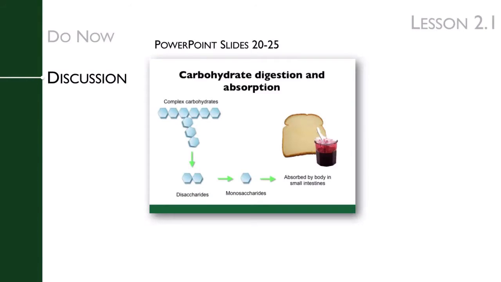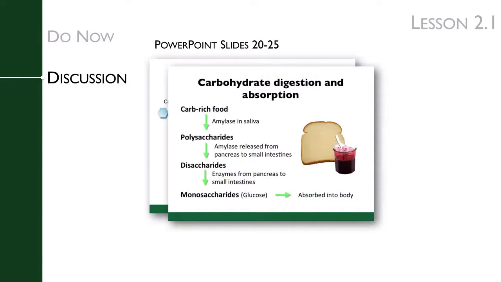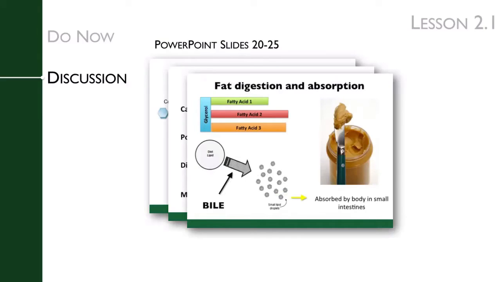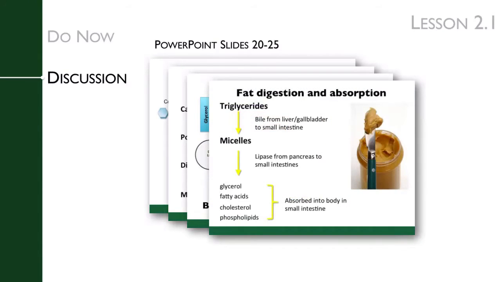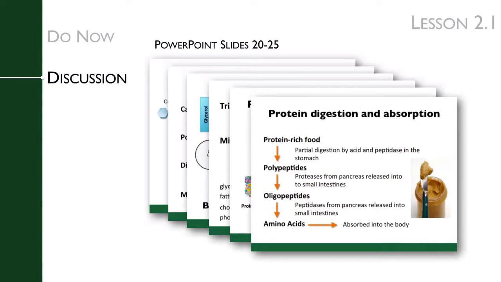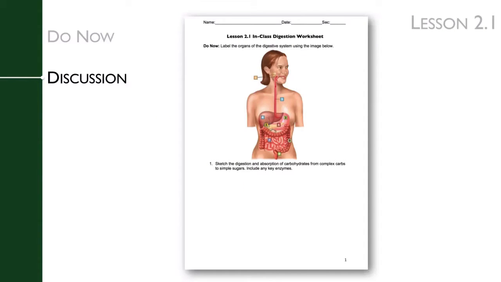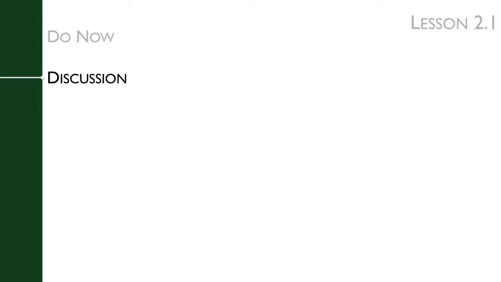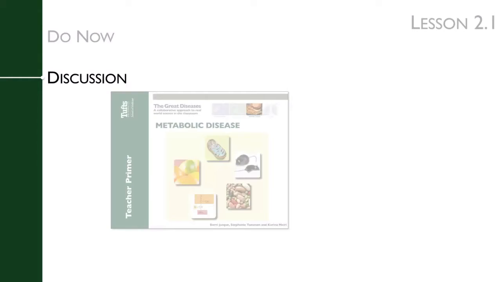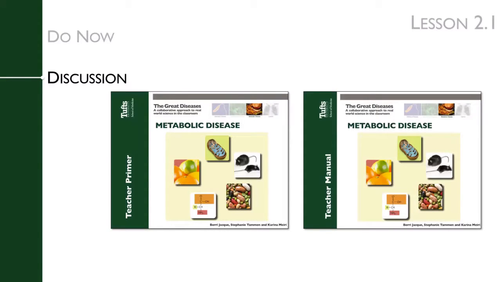Besides digestion, this lesson also covers the absorption of carbohydrates, lipids, and proteins. It is important that students understand these concepts before moving on. Students should use the worksheet to sketch the key steps in digestion and absorption of the macronutrients. You can review the scientific concepts in the teacher primer and teacher's manual. The teacher's manual also has tips and discussion prompts to use in your classroom.